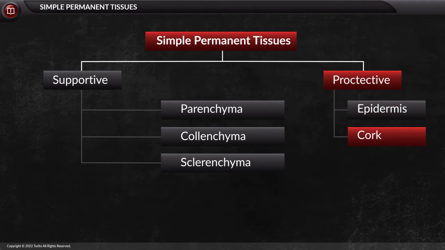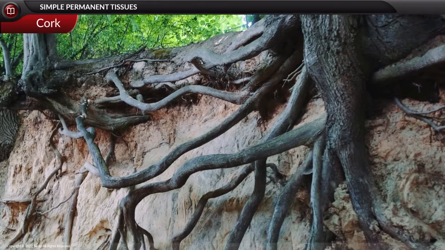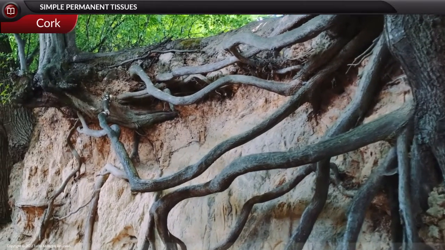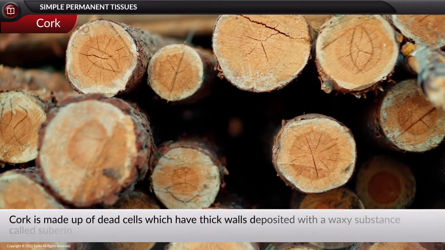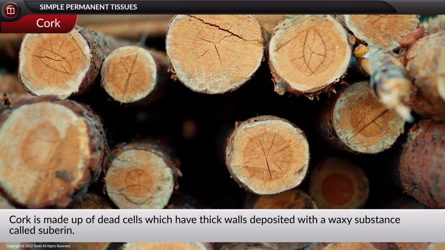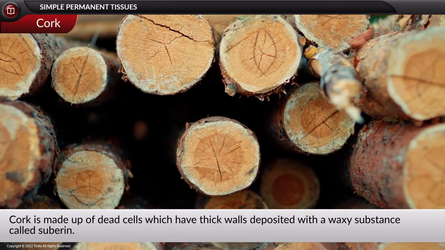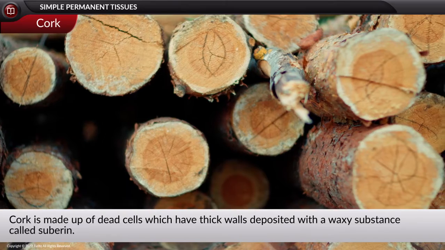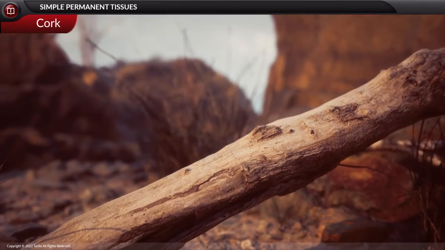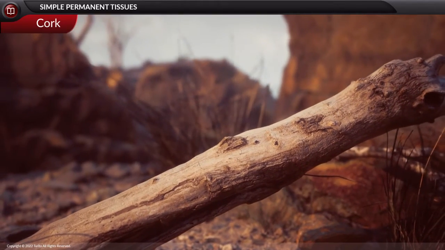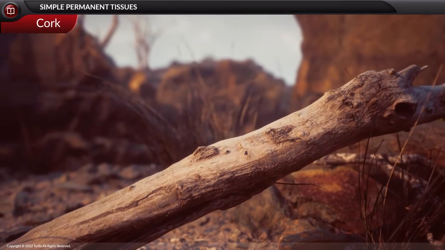The second protective layer is cork that is seen in older roots and stems. Cork is made up of dead cells which have thick walls deposited with a waxy substance called suberin. Cells in the cork have no intercellular spaces. These are the details of simple permanent tissues.